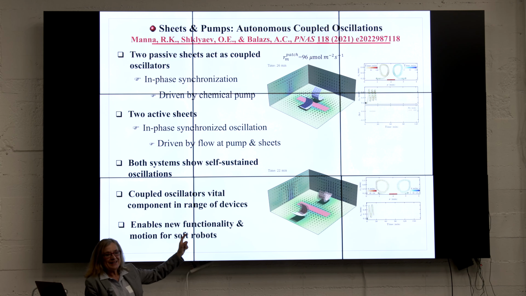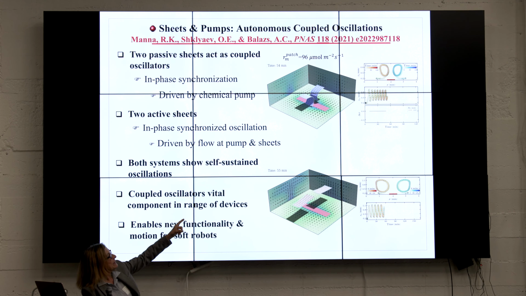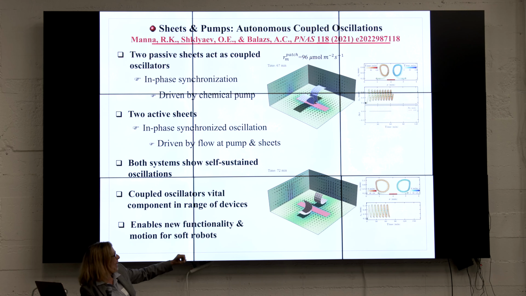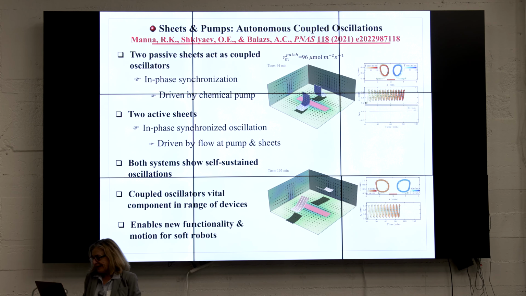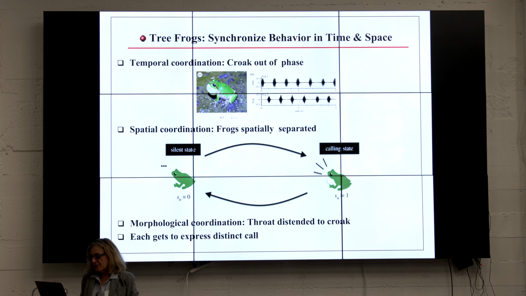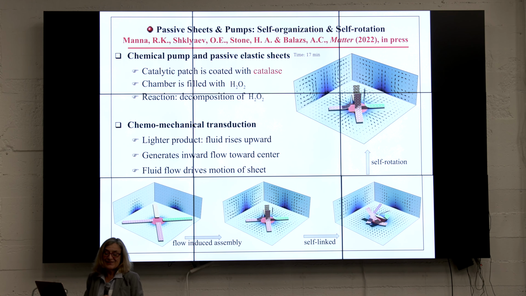So coupling the fluid that's generated by the pump, you can make these passive sheets undergo this oscillatory behavior. And then these are active sheets and an active pump. I'll quickly point out that there is a scenario in nature. It's the sex life of this tree frog. You can ask me about it later. It's a really fascinating thing.